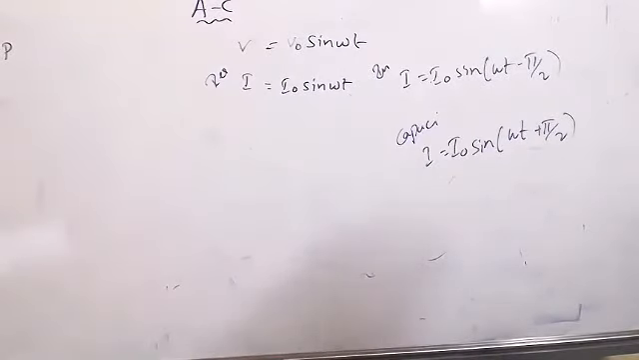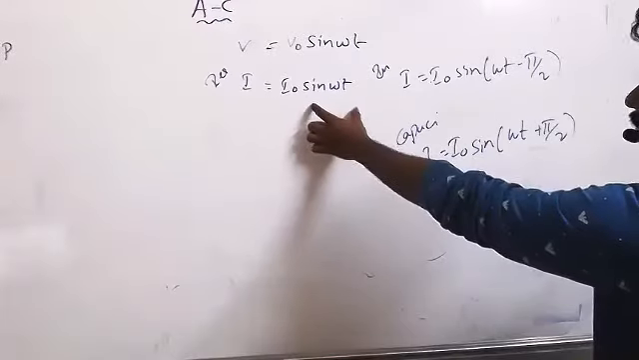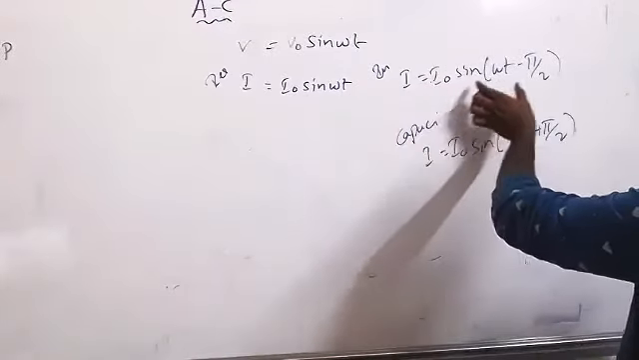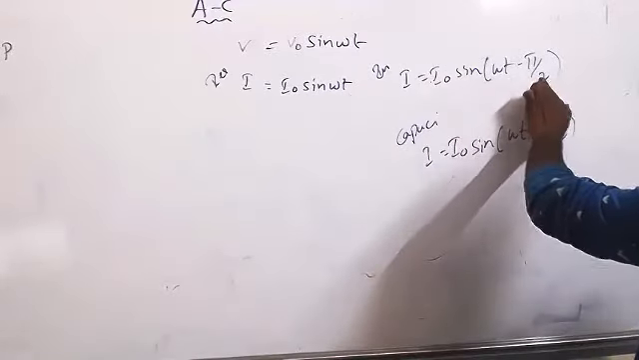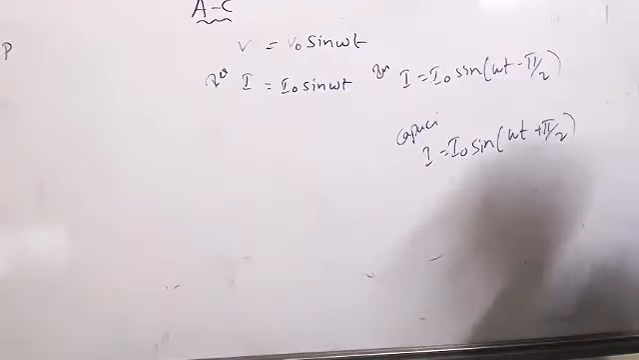Please try to understand. Input voltage is common, but in the resistor circuit, you will get I naught sine omega t. In the inductor circuit, you will get I naught sine omega t minus pi by 2. Current is lagging. Here current is leading.